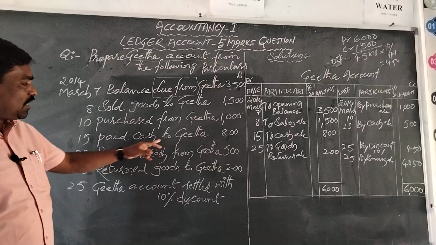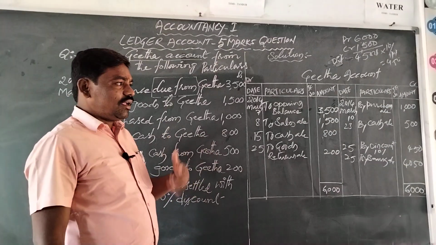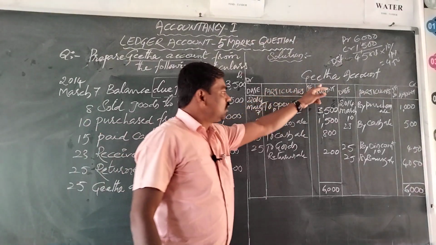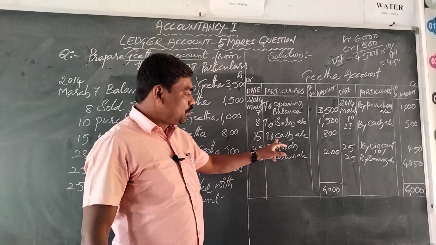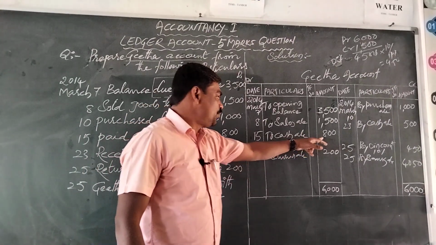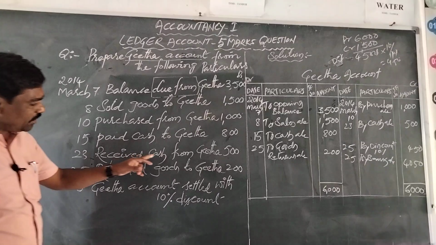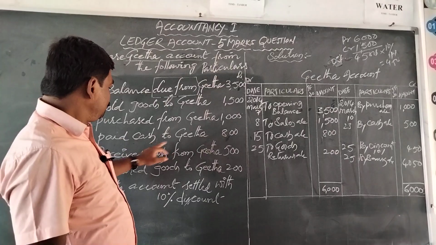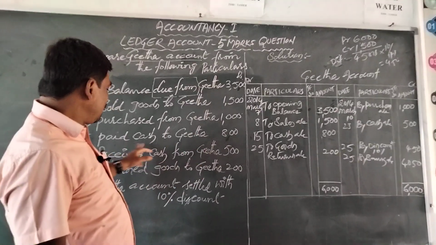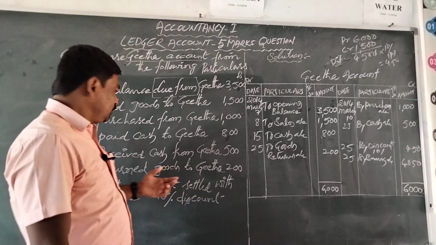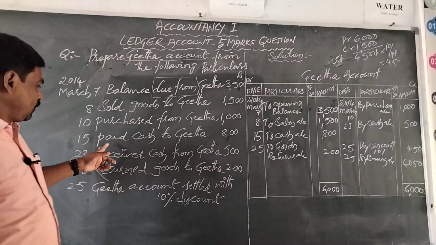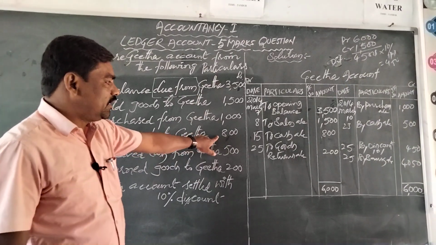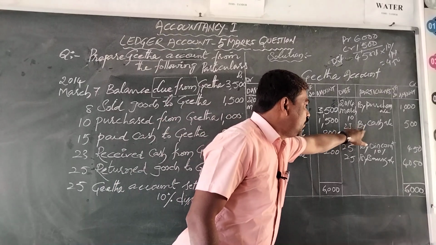And come to the next one, paid cash to Geeta. We paid cash to Geeta. Is Geeta the receiver or the giver? Receiver. So in the Geeta account debit side you write date 15th to cash account, the opposite account, this is a cash account, rupees 800. And come to the next, received cash from Geeta. Completed: paid cash to Geeta. Here we paid cash to Geeta. Is Geeta received? Yes, received. Paid cash to Geeta rupees 800. Here we paid and here we received.